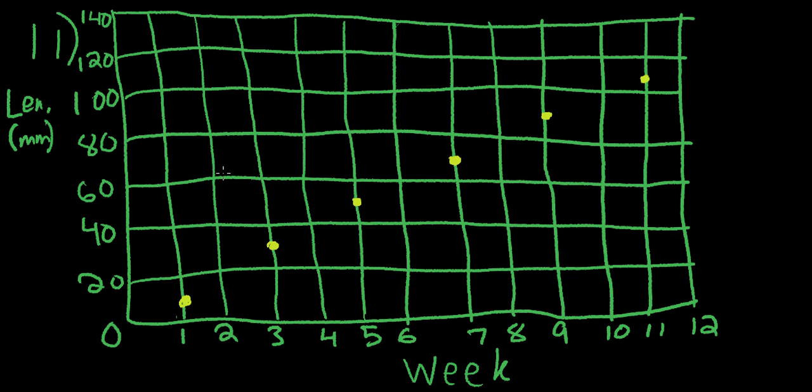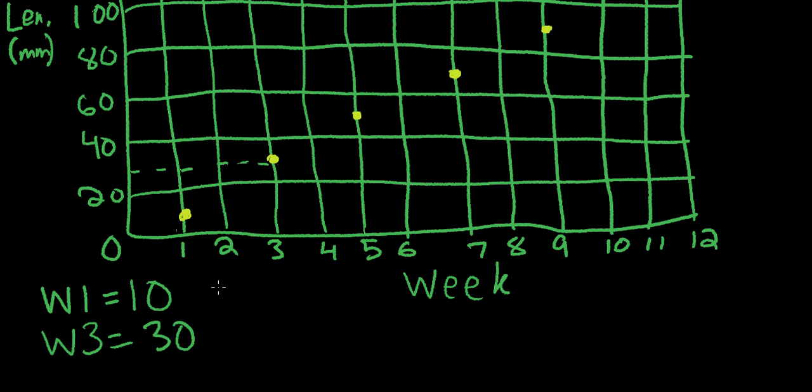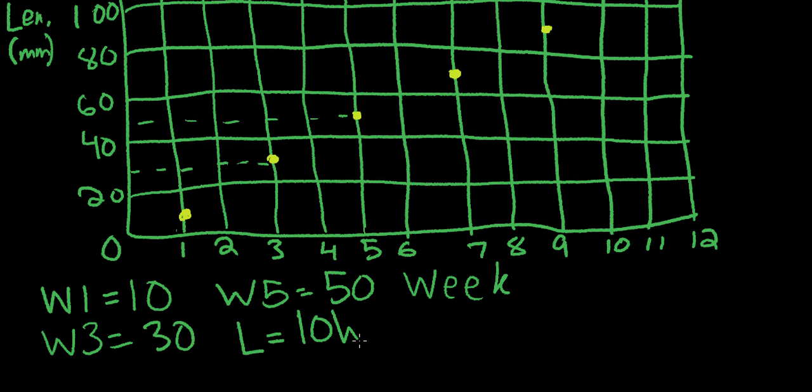So, we just need to find a pattern in this graph. If there's one thing that you noticed by now, and I've noticed it while I was drawing it, is this. On week 1, the length, which is L, equals 10. On week 3, the length is approximately equal to 30. On week 5, again, it's approximately equal to 50. So, length equals 10 times W, because each time you just multiply it by 10.